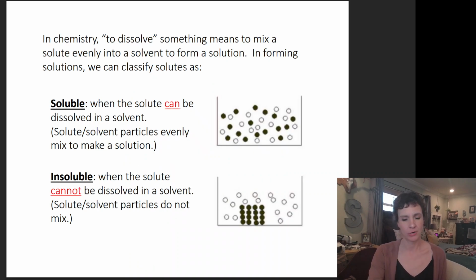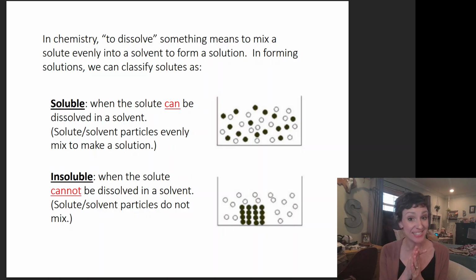Okay, more S terms. You're like, oh my gosh, she's crazy here, and I am. In chemistry, to dissolve something means to mix a solute evenly into a solvent to form a solution. In forming a solution, sometimes things don't always work out the way we would expect it to.